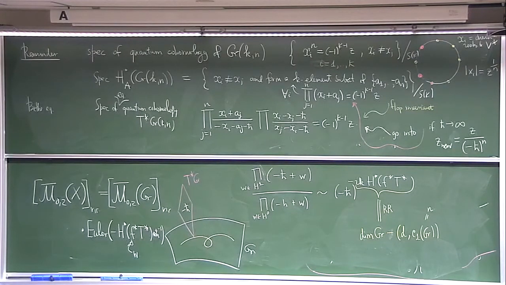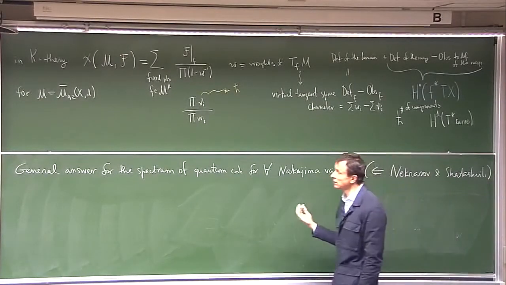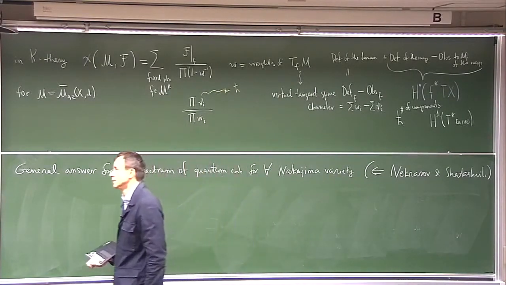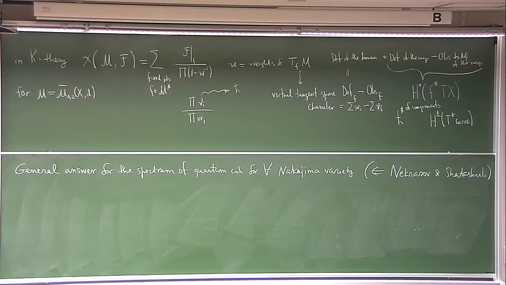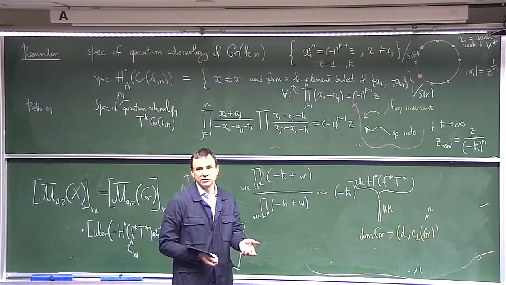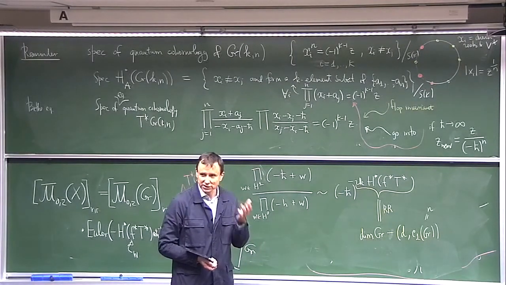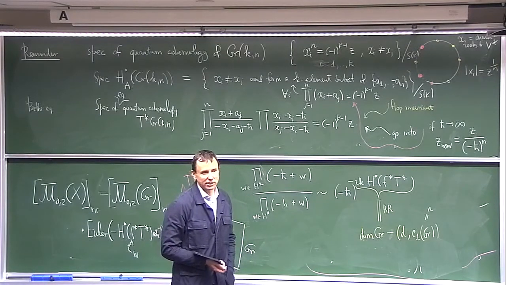And this is what Nekrasov and Shatashvili really computed. I'll explain how this computation is done. They computed it on the physical level rigorously, and also on the math level rigorously, except there are some details, like it's only recently been proven that for a general Nakajima variety the cohomology is generated by the Chern classes of tautological bundles.